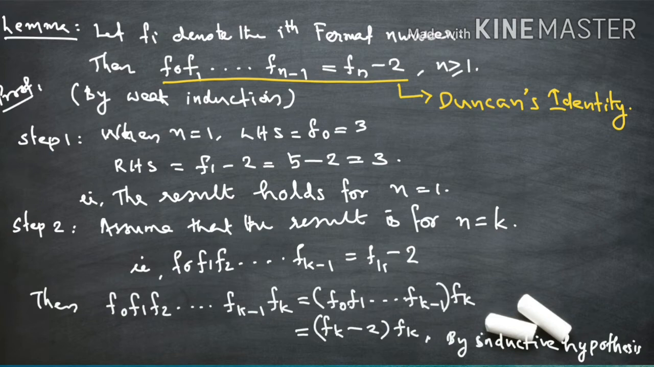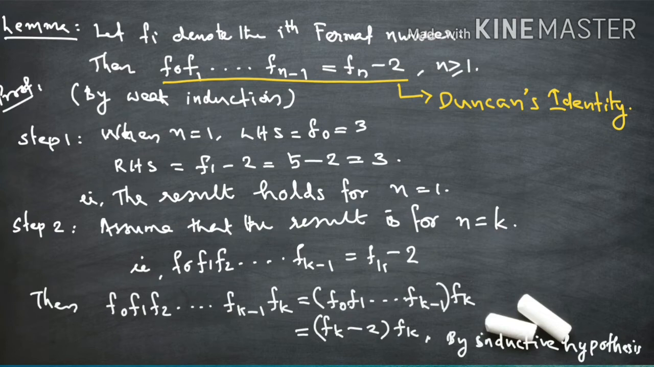Now the formula. A small f denotes the Fermat number, and we know capital F we are denoting for Fibonacci numbers. This lemma is about Fermat numbers, so don't confuse the two.